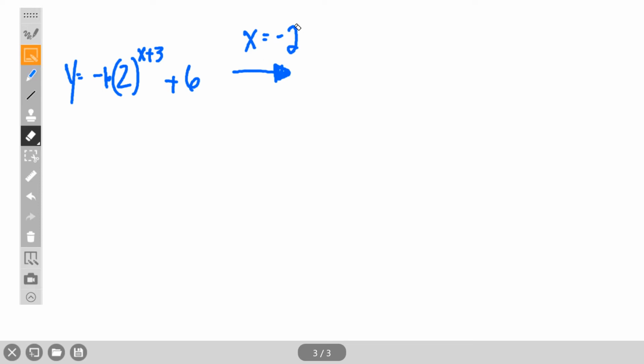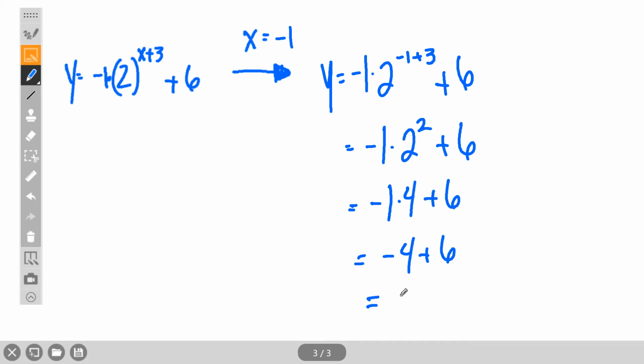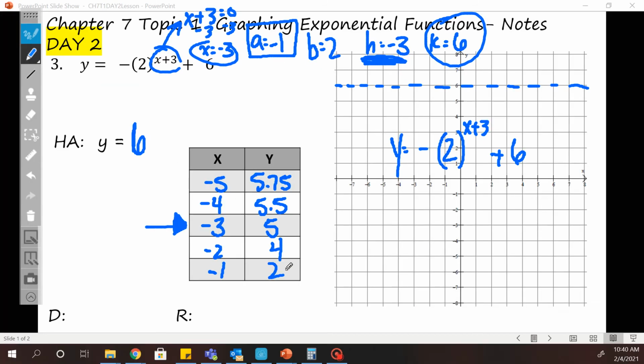Okay, next we are plugging in negative 1, the next one in our table. So y equals negative 1 times 2 to the negative 1 plus 3 plus 6. Negative 1 times 2 to the second power plus 6. This is negative 1 times 4 plus 6. Negative 4 plus 6, which is 2. So our next one, negative 1, 2.